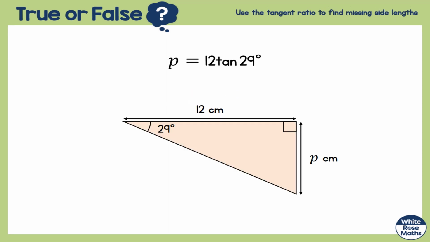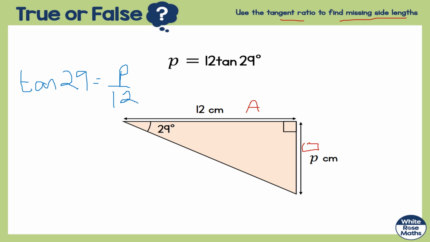This next one, true or false, use the tangent ratio to find missing side lengths. I've got an angle and a side, 12, and it's a right angle triangle. Labeling our sides, this is going to be the opposite, this is going to be the adjacent. Being very careful here, guys. So tan of 29 degrees is equal to the opposite, which is P, divided by the adjacent, which is 12.